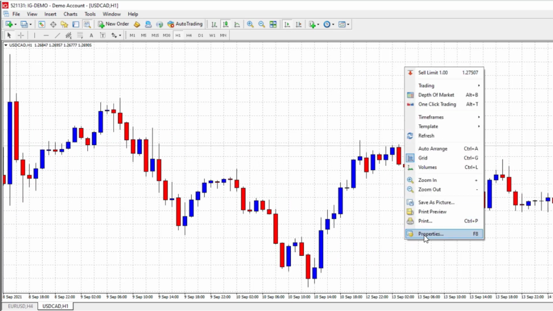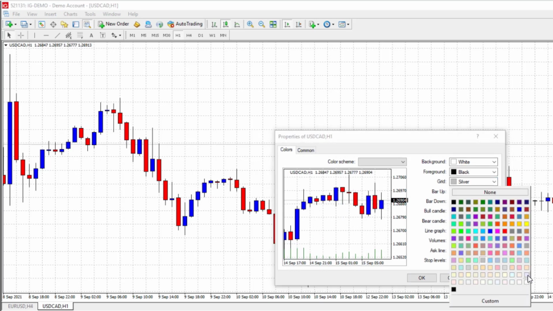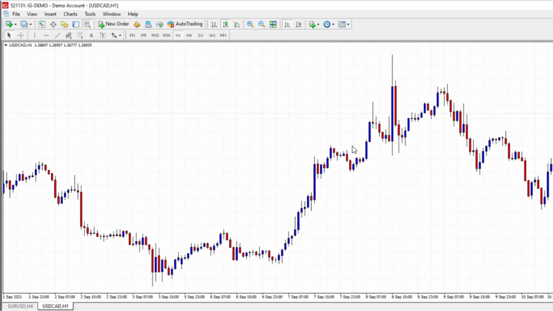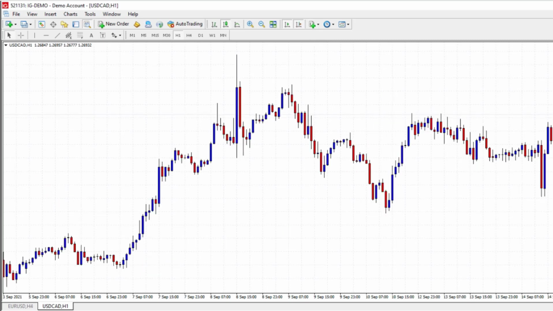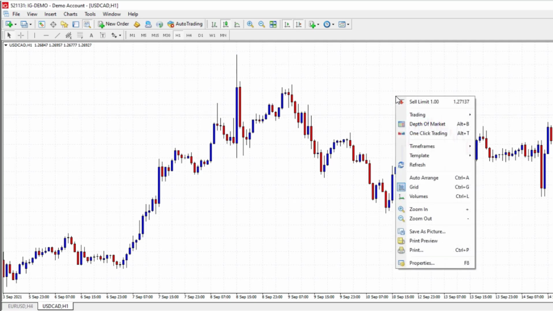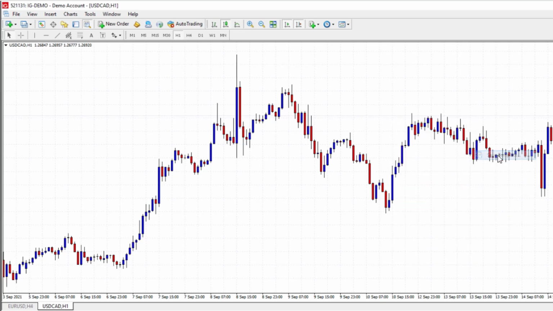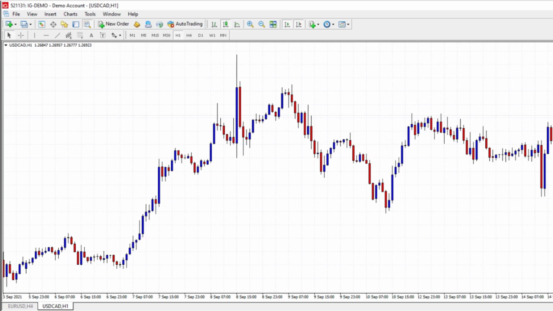And the grid is a little bit strong, so let's make it something a lot smoother. Okay, so that's how I like my charts to present, and maybe a little bit smaller. I also want it to be slightly off the edge there, so I do it that way. Now this is how I like my chart. So I save this as a template. I'm going to save template, and I'm going to just call this candles.